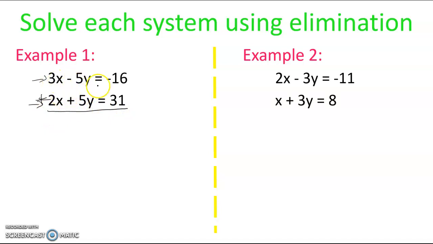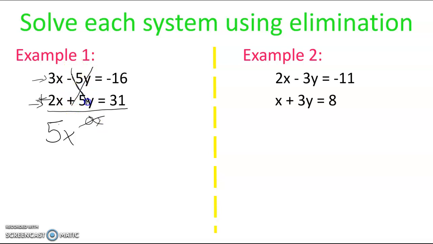Let's see if we have any variables that cancel out automatically. 3 and 2, no. If I add those together, I'm just going to get 5x. When we add these together, we just add them straight up: 3x plus 2x gives 5x. Now we have the negative 5y and plus 5y. And hey, look at that. If I add those two together, I get 0y, or they just cancel out. So that's the variable I'm going to cancel out, my y's.